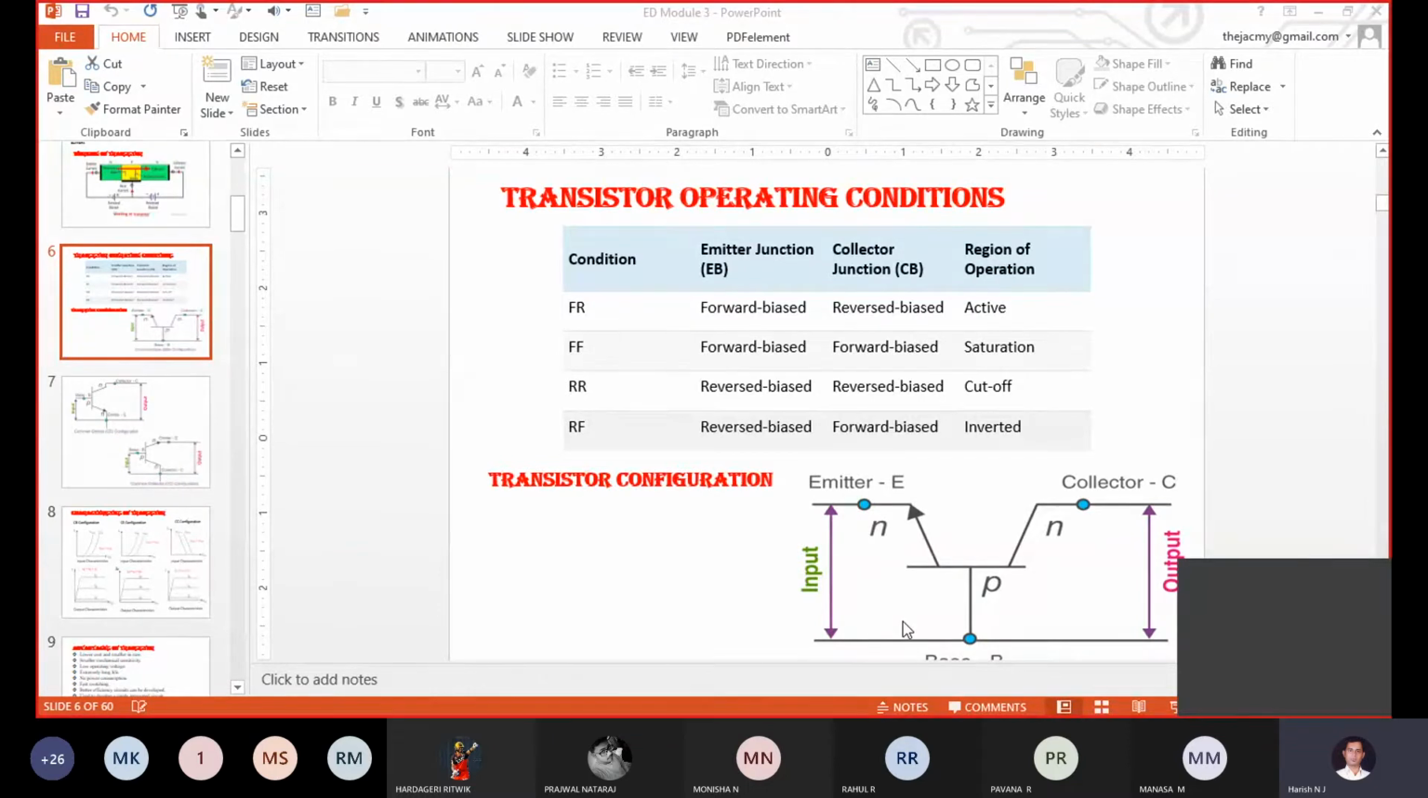What is the general formula for gain? Normally, it may be a voltage gain or it may be a current gain. What is the general formula? Output by input. Output by input, that's all, correct?